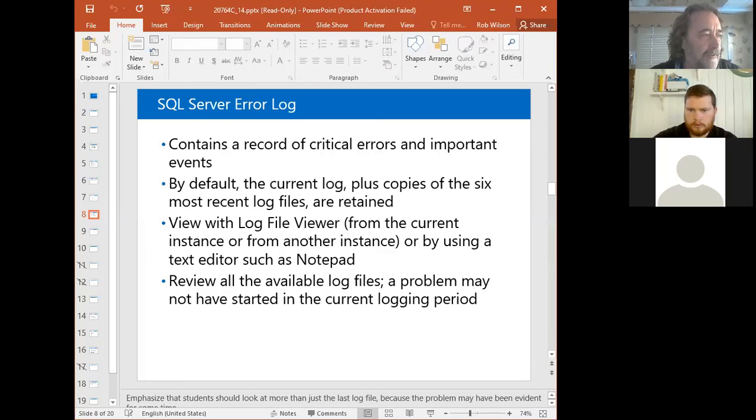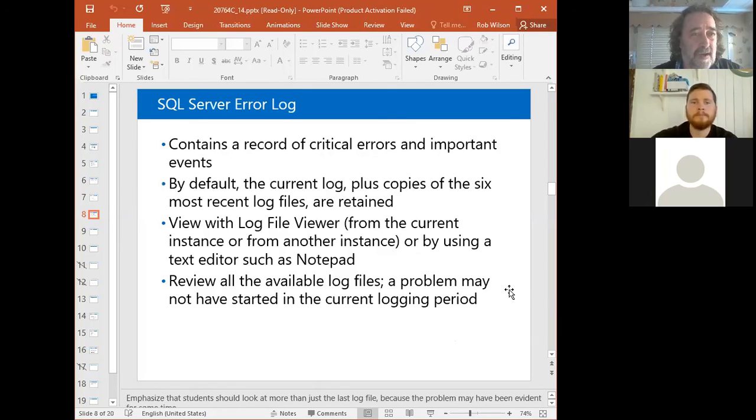By default, the current log and 6 copies of the most recent log files are retained. You can use Log File Viewer, but again, if the GUI can't fire up and you can't use any of the funky tools in SQL Server Management Studio, then you have to use something basic. So pull up a text editor like Notepad and see what you've got, and then look at the available log files.